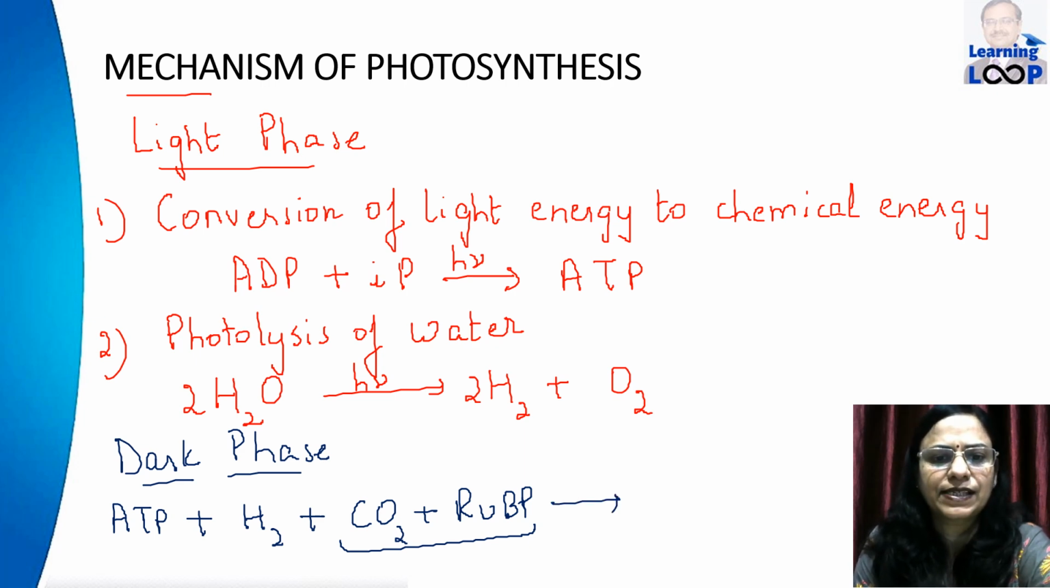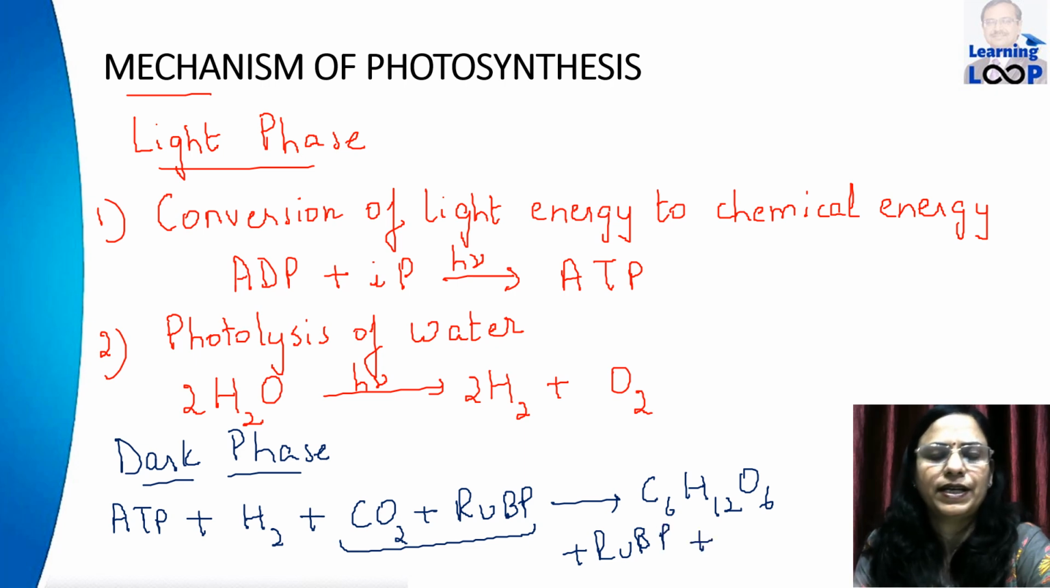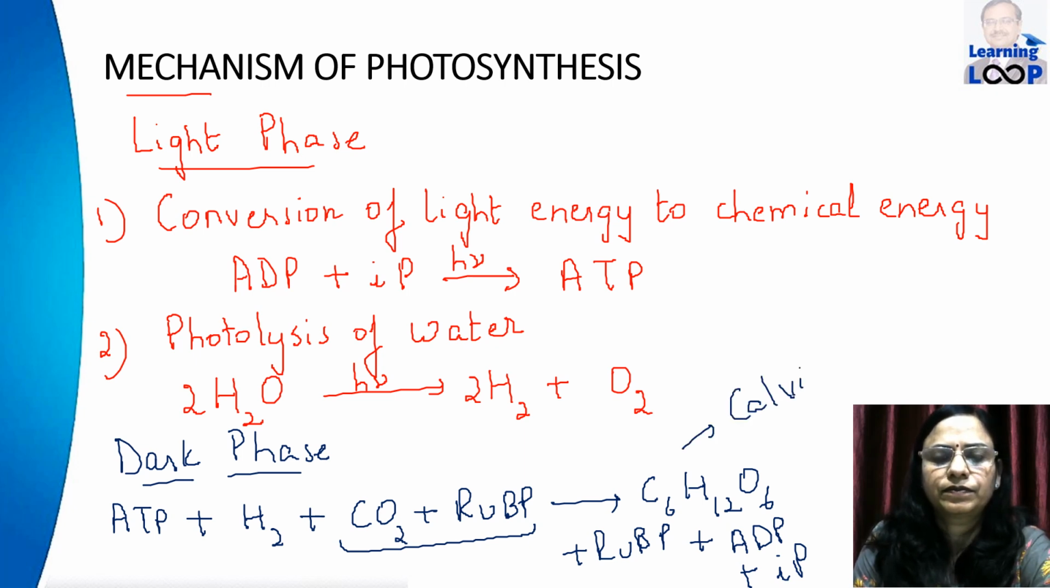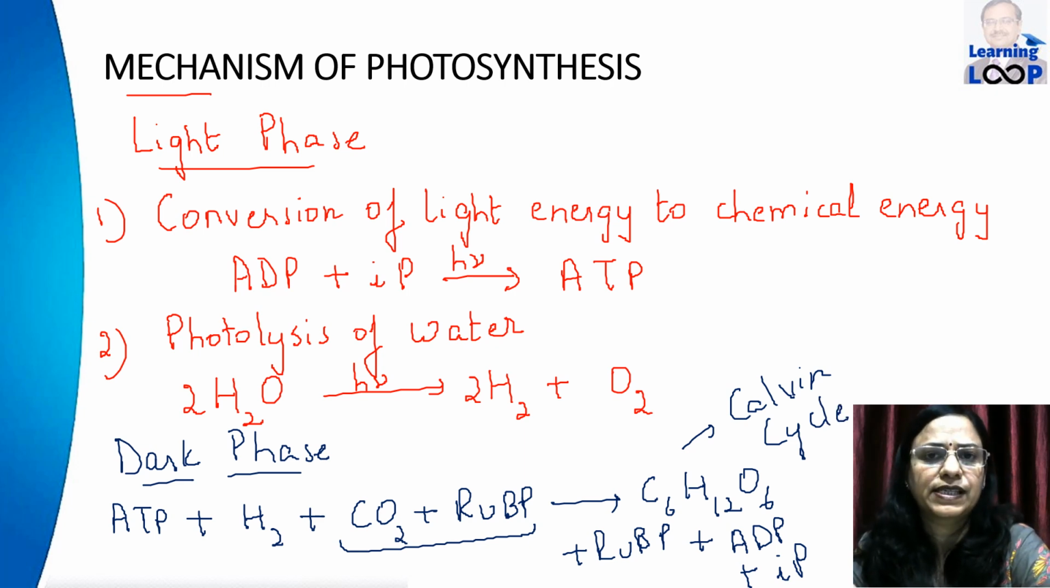Now in this, hydrogen and carbon dioxide combine, and when these two combine, that results in the formation of C6H12O6, that is glucose, and RuBP is released because it was the carrier molecule. It just serves to carry carbon dioxide with it. It's not at all used up during the reaction, and the energy for the process is given by ATP, which now again breaks up into ADP and inorganic phosphate. This dark phase reaction that I have written here is also known as the Calvin cycle. So this is how the process of photosynthesis is completed in plants.